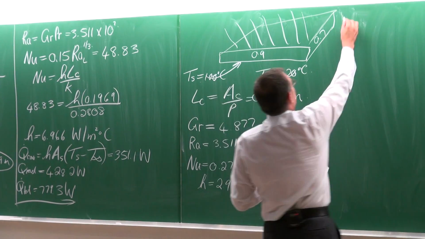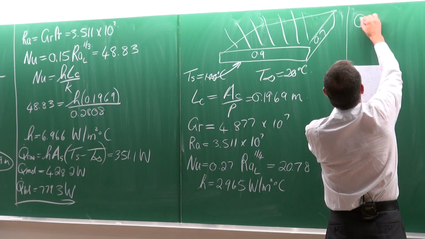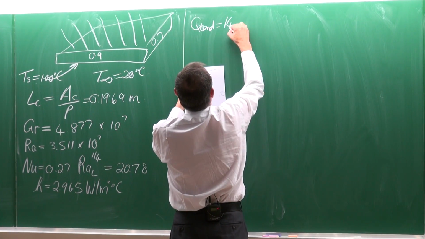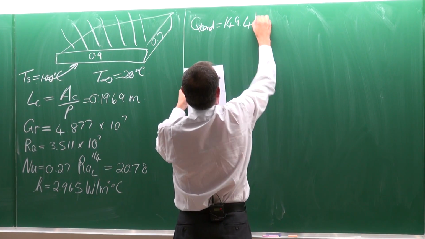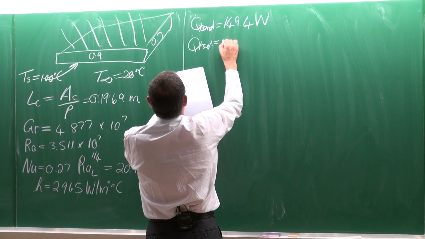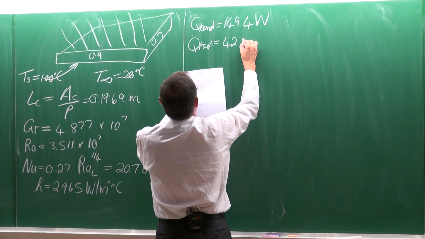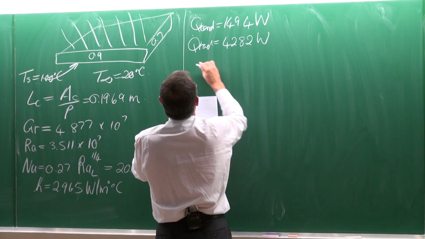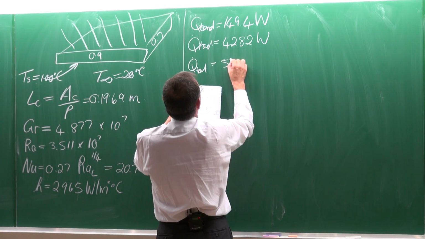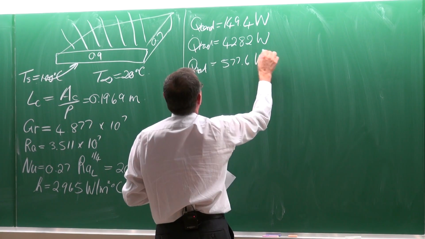And you can now go and calculate the conduction heat transfer as 149.4 watts, and the radiation heat transfer stays the same, 428.2 watts, and that would give us a total heat transfer rate of 577.6 watts.